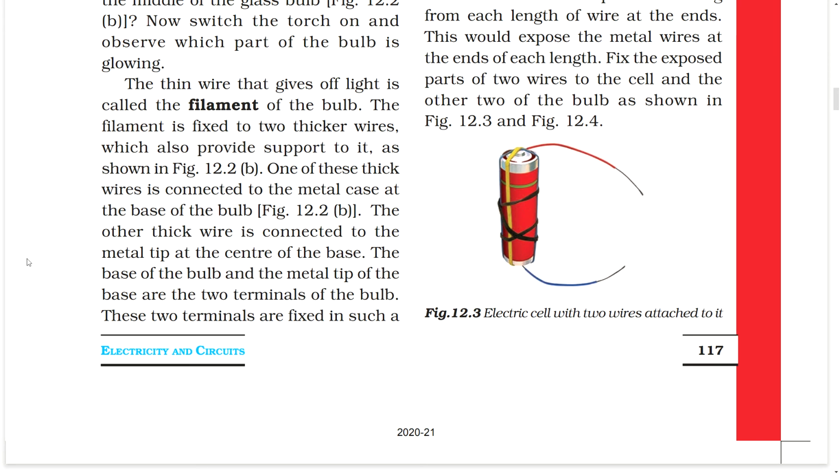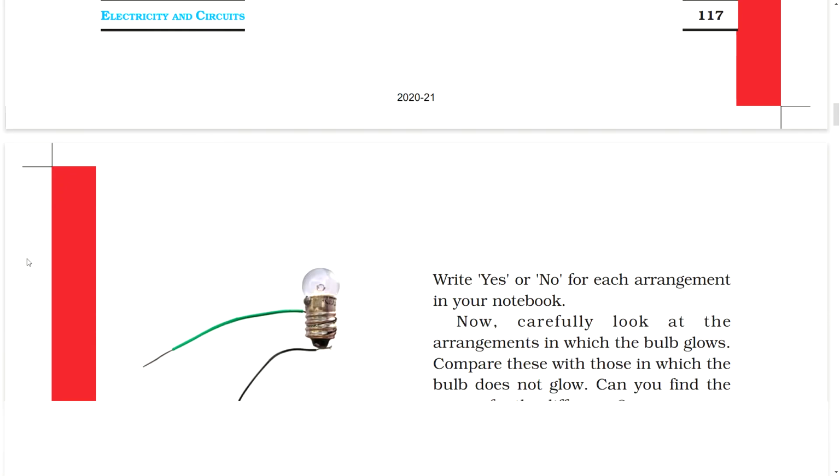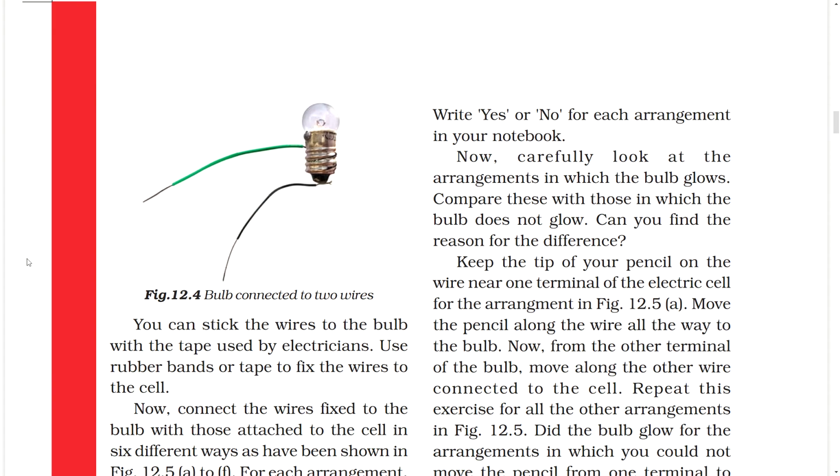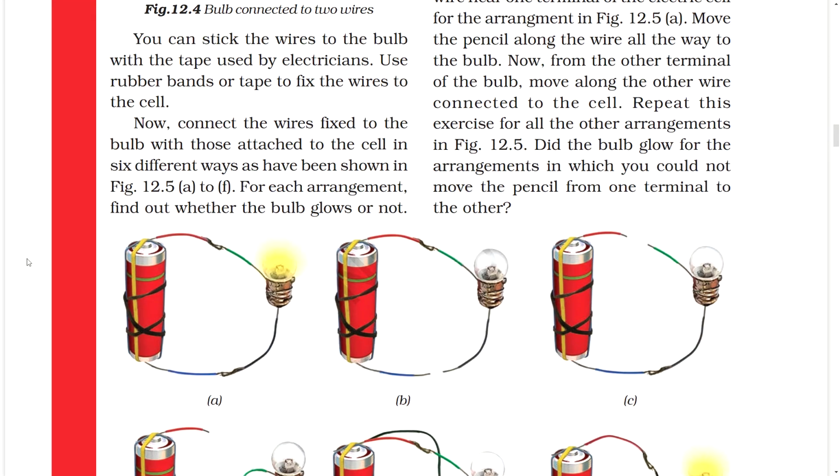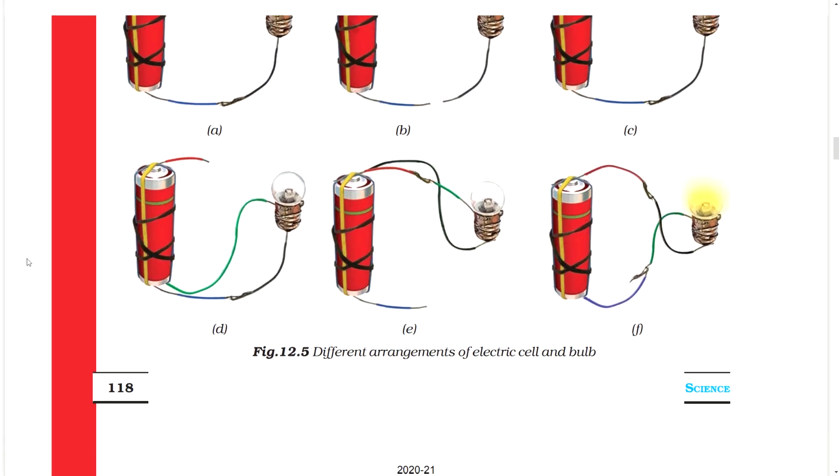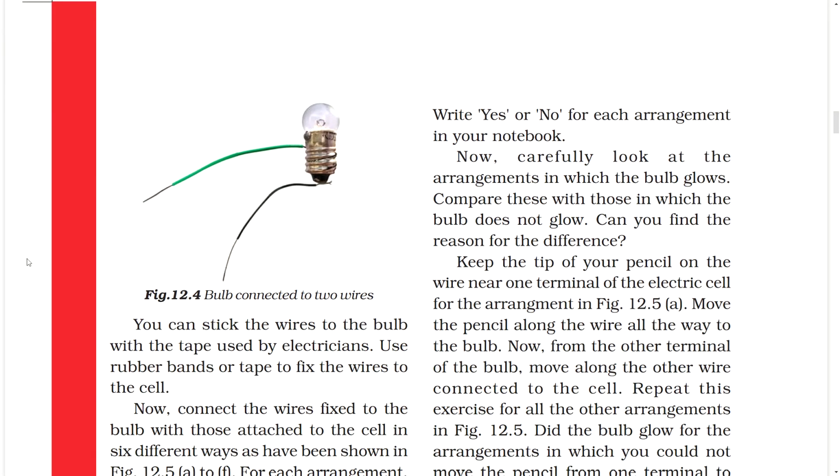Figure: electric cell with 2 wires attached to it. Figure: bulb connected to 2 wires. You can stick the wires to the bulb with the tape used by electricians. Use rubber bands or tape to fix the wires to the cell. Now connect the wires fixed to the bulb with those attached to the cell in 6 different ways as shown in figure A to F. For each arrangement, find out whether the bulb glows or not. Write yes or no for each arrangement in your notebook.